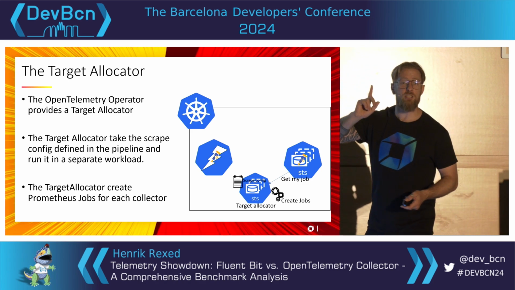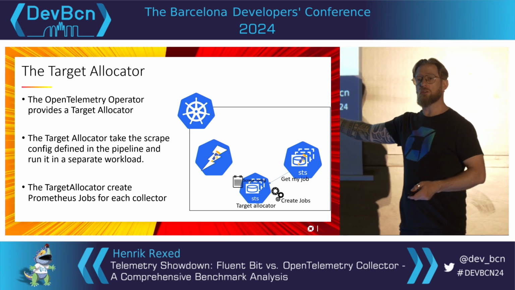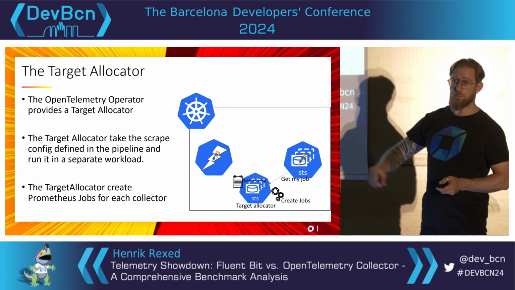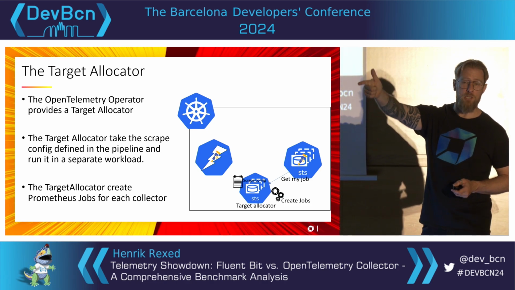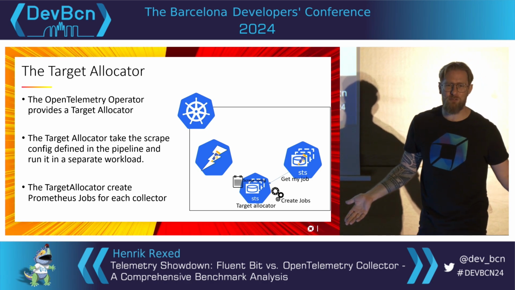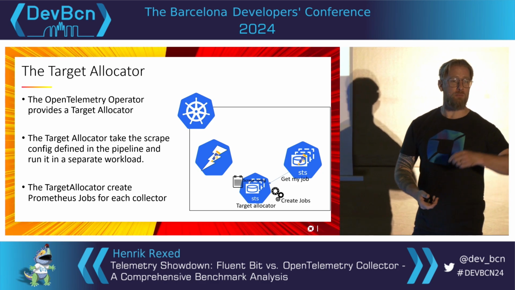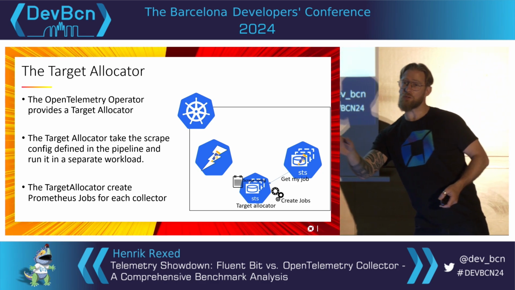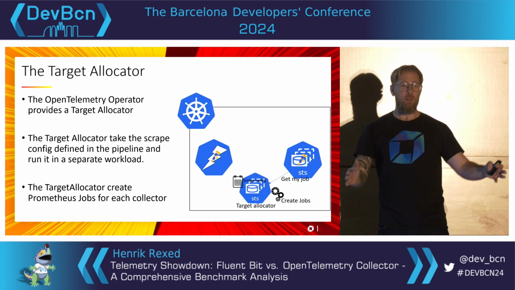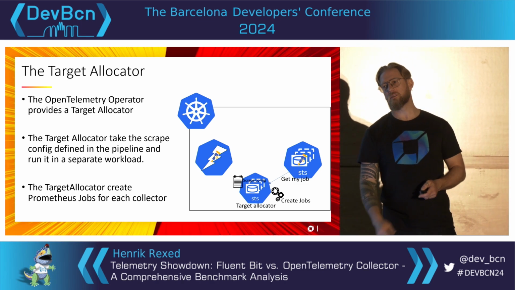And another great feature is that the target allocator supports the Prometheus CRDs, which means if you have ServiceMonitor and PodMonitor, I don't have to do a metric pipeline anymore. I just deploy a PodMonitor, I just deploy a ServiceMonitor, and then the collector by magic will grab it. So that is so great.